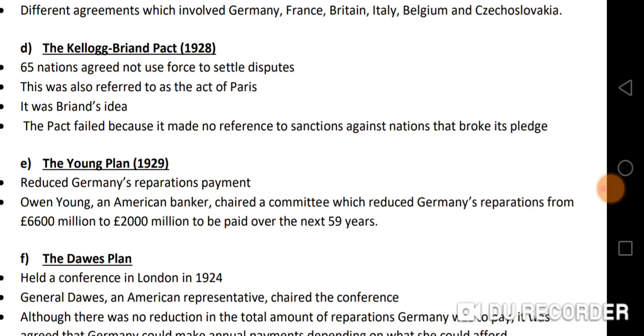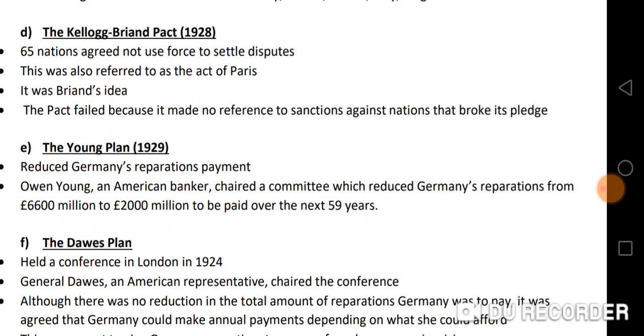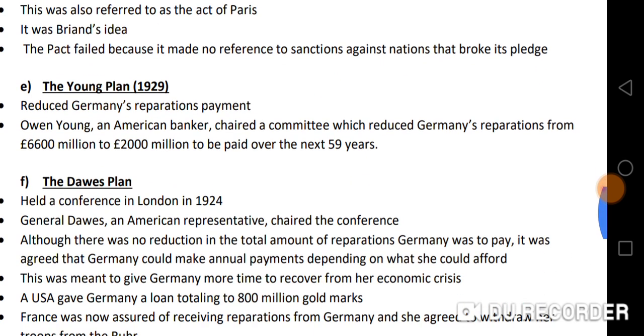Then we'll move on to the Young Plan of 1929, where we find that it reduced Germany's reparations payment, and Owen Young, who was an American banker, chaired a committee which reduced Germany's reparations from 6,600 million euros to 2,000 million euros, which was to be paid over the next 59 years.